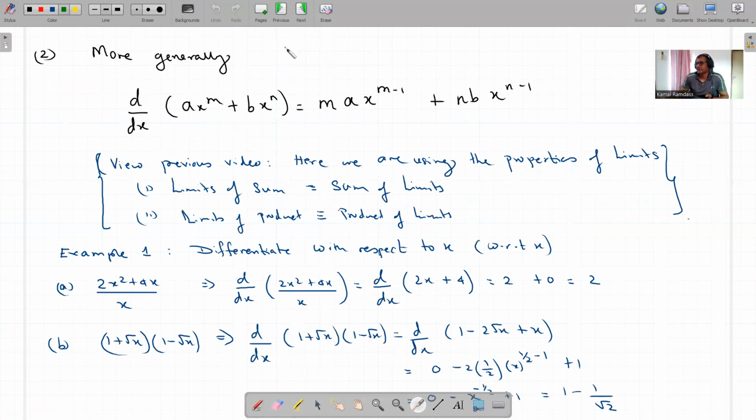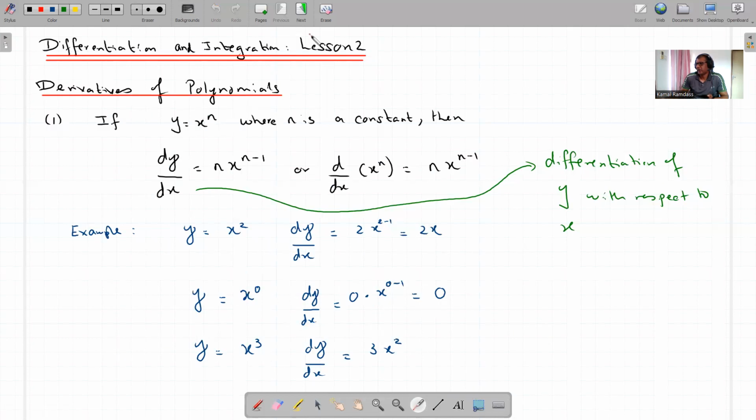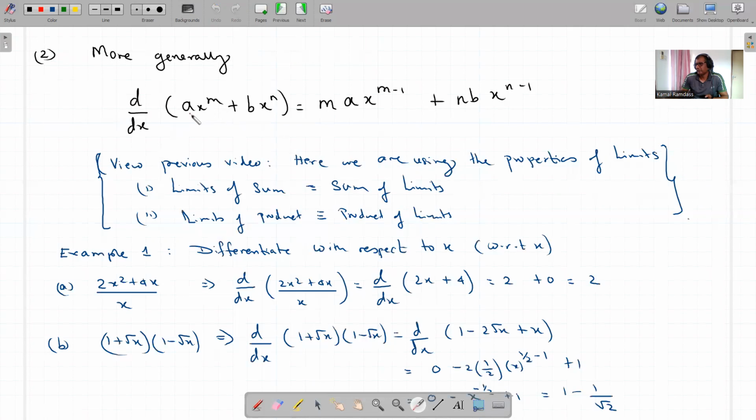Bon, maintenant, generally, nous sommes capables de prendre un coefficient, nous multiply by a polynomial, nous ajoutons un autre polynomial. Ça veut dire nous sommes capables d'ajouter combien de polynomials que nous avons envie. OK? Et ça veut dire terms in x raised to a certain power. OK? Et là, on a un autre polynomial. Et là, si on a pour différencier, ax to the power of m plus bx to the power of n with respect to x. OK?